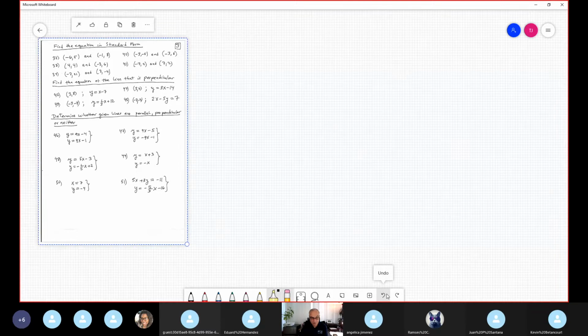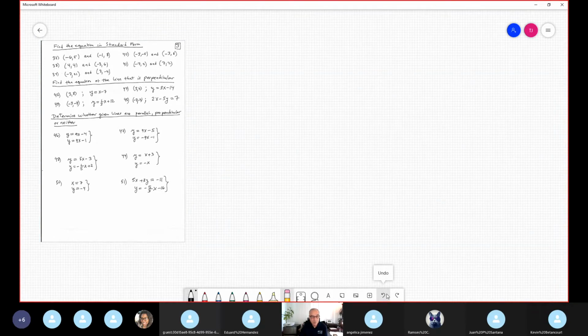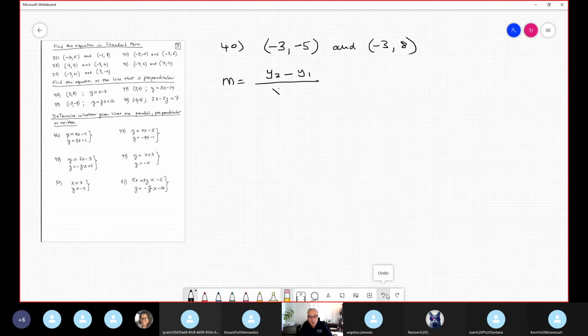Okay, 40. In 40, the points given are -3, comma, -5, and -3, comma, 8. Okay, we can put it slowly. This is my formula: y2 minus y1 over x2 minus x1. I want to call this guy 1, component x and y, and this 2. Okay, plugging in.